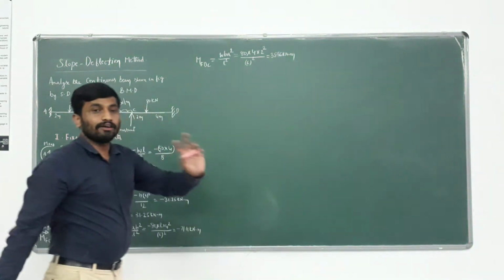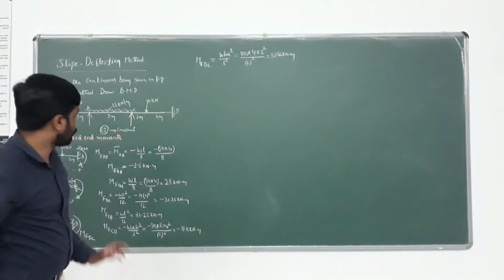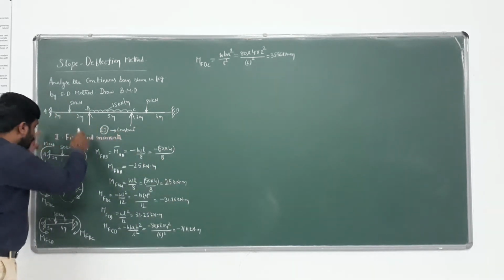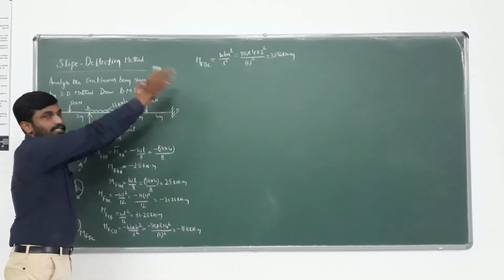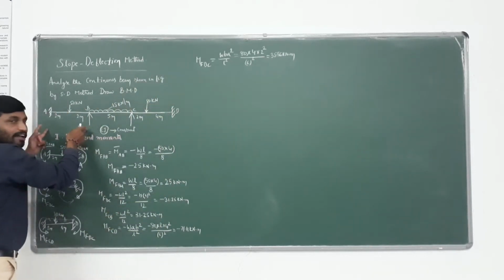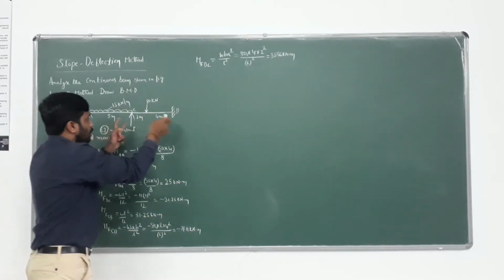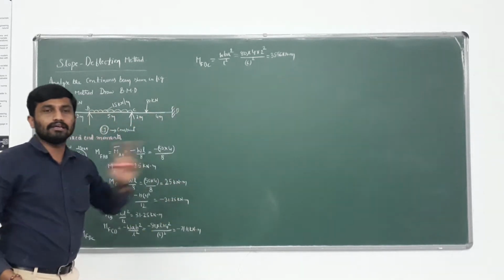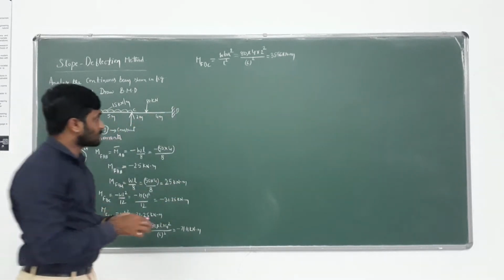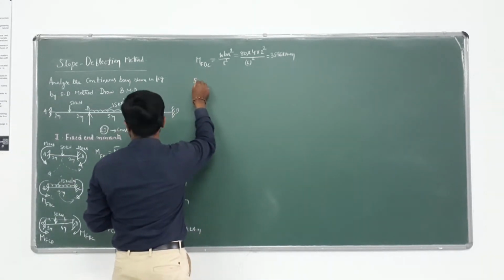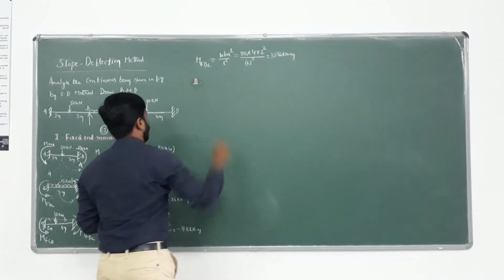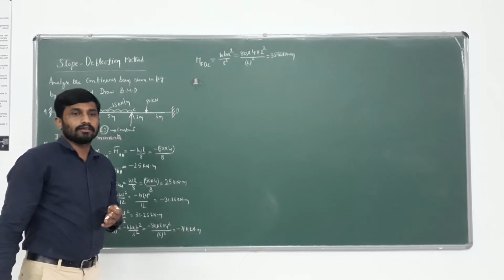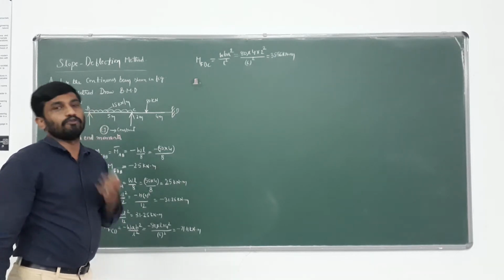So this is regarding the first step. In the first step, we have assumed each span as fixed. For fixity, we have computed the moments. So I have assumed AB as fixed, BC as fixed, and CD as fixed, and arrived at the fixed end moments. Next, step 2. After applying fixity, step 2 is the slope deflection equation.